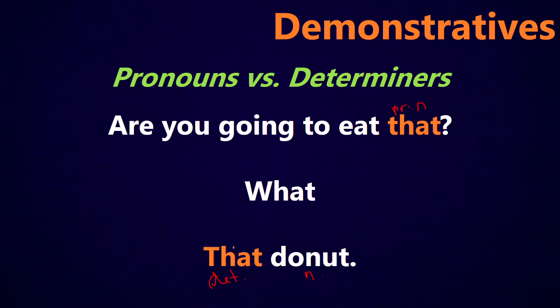Which donut? That donut. Now up here, are you going to eat that? There's nothing after it. This word itself is the noun. But here the noun is donut. So that is only helping to describe donut. So determiners identify nouns. Pronouns replace nouns.